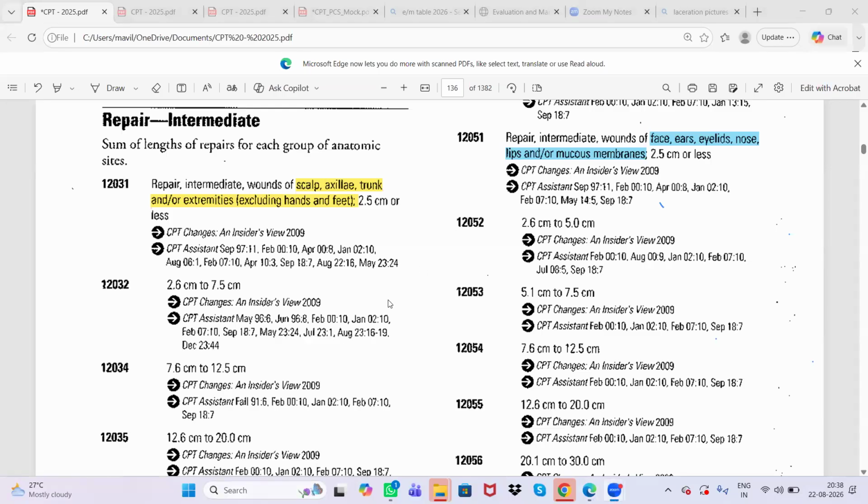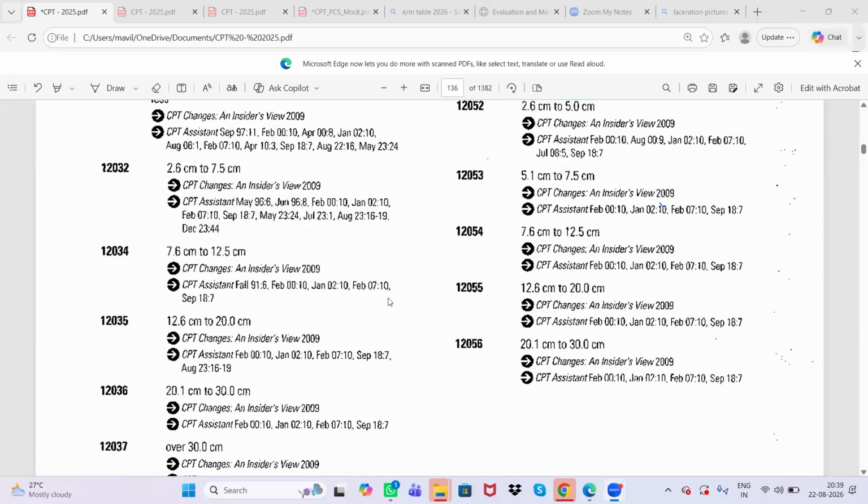Scalp 5 centimeters intermediate repair is being done, and trunk 20 centimeters. Can anyone please give me the total answer? Add 25 centimeters. 12036. Why is it 12036? Scalp and trunk, we will add the centimeters, 5 and 20.